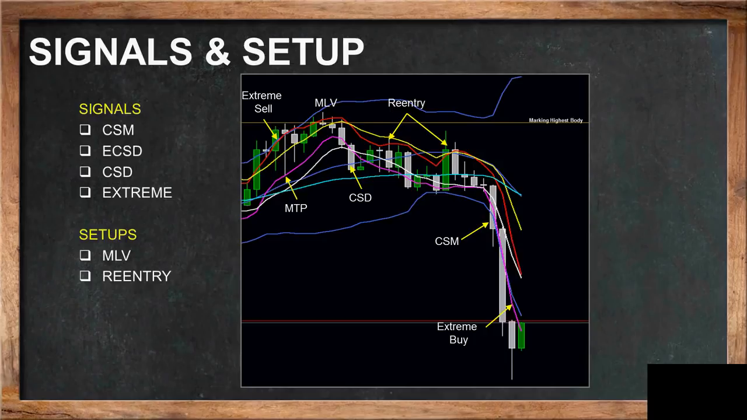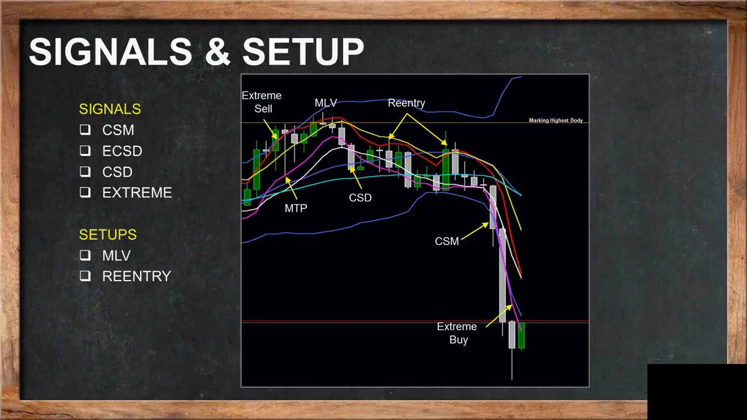There are 3 different types of re-entry. The first is the re-entry after CSD. The second is the re-entry after CSM, and the third is re-entry at mid-BB. We'll talk about that later on, and I'll show you some examples. Obviously I talked about extreme signals, so it's really important for you to understand how extreme works. And now we'll talk about MLB and re-entry.